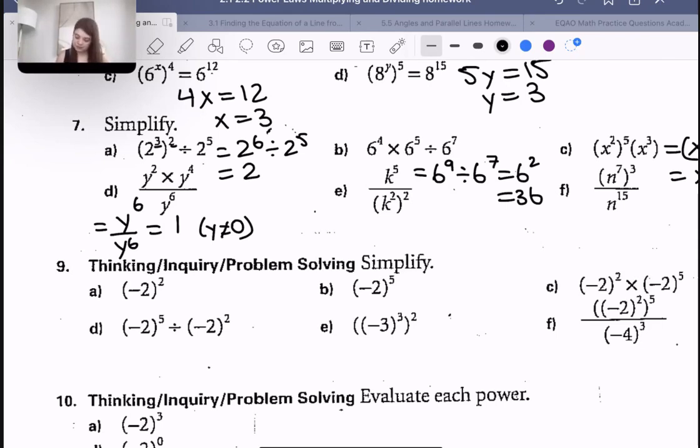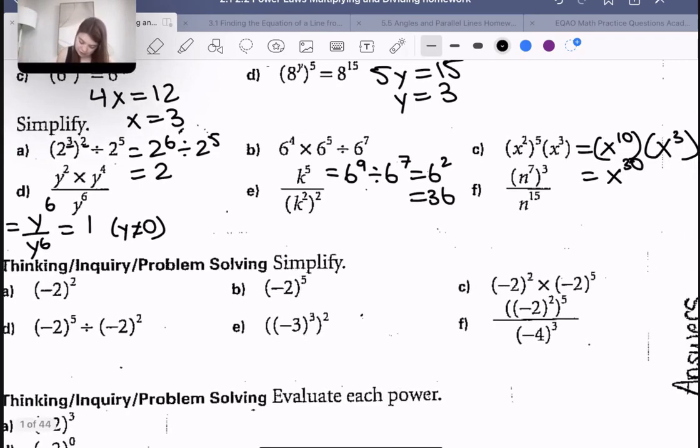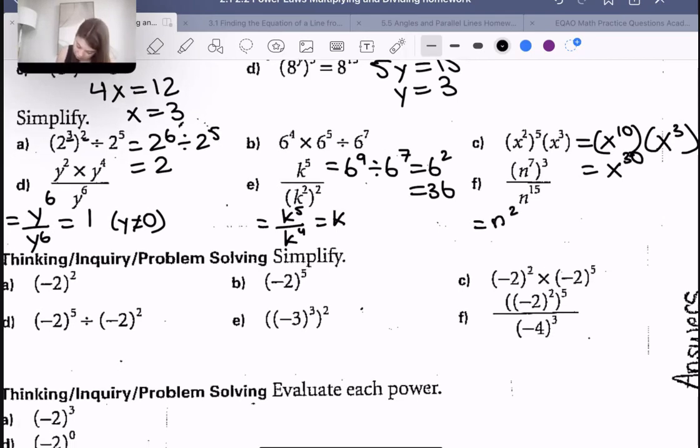Good. All right, for this next one, we could say k to the power of 5 over k to the power of 4, because we multiply those 2's, and then we just end up with k as our answer. And then over here, we have n to the 21 over n to the 15, which is n to the 6. And there we go. Good.